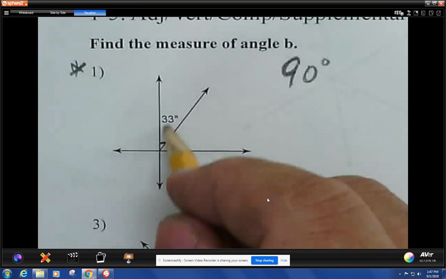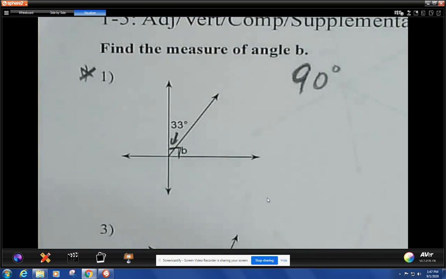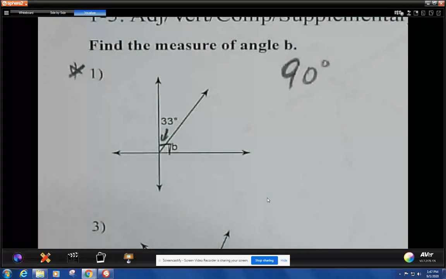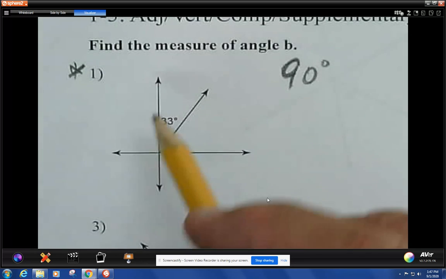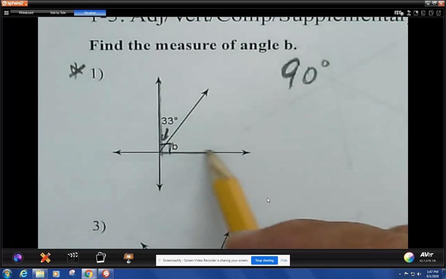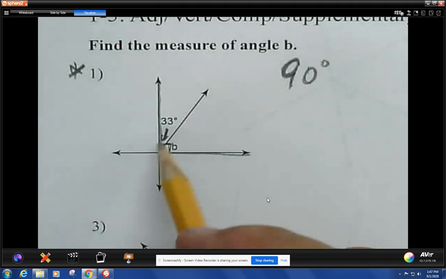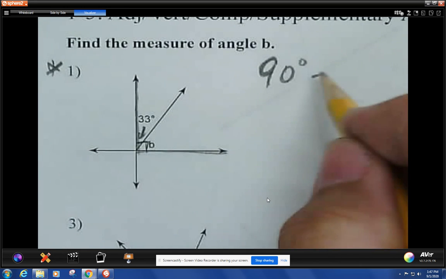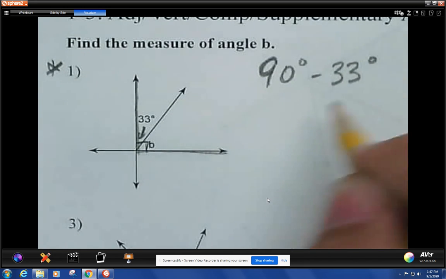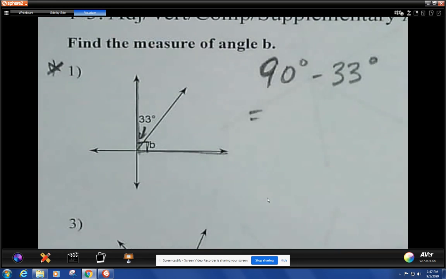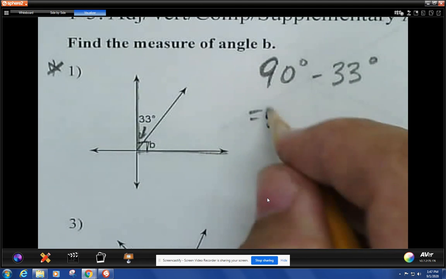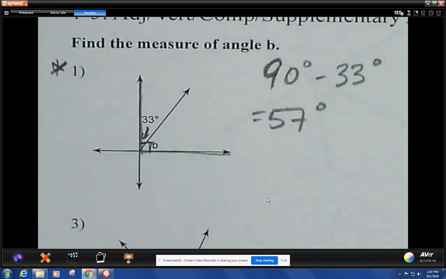So if this part right here is 33 degrees, then what they're asking for here, they're asking you to find the measure of B. So again, if 90 degrees is the whole thing, it goes right back to what we were talking about yesterday. If 90 degrees is the whole thing and 33 degrees is just this part, then what operation do I have to do in order to find this? Well, I need to subtract. So I need to subtract 33 degrees from 90 degrees, and that is going to equal 57 degrees. So those are pretty simple.